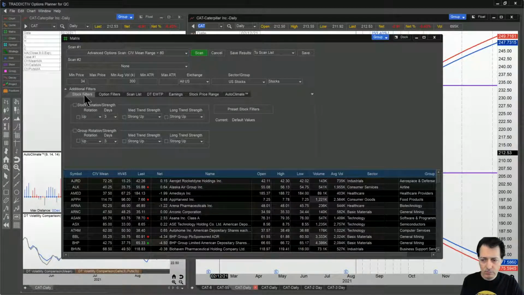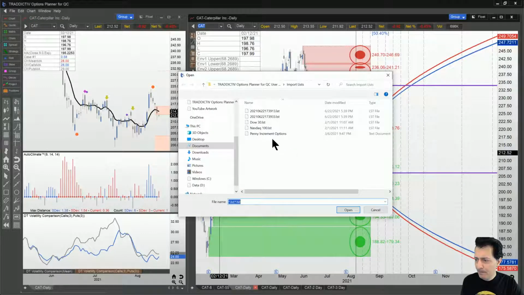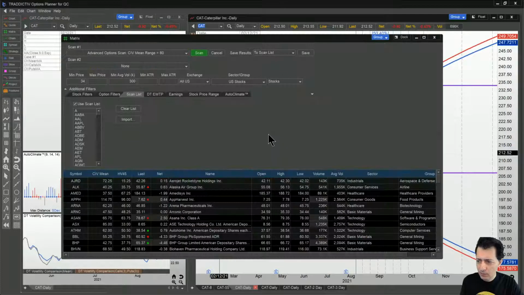Stock filters. We're not going to filter based on stocks because I am looking for non-directional opportunities. So I don't care about stock rotation, strength, nothing. Scan list. I'm going to import my penny increment options list, which you guys know I use for years. Again, you don't need to, okay? But normally with that list, you have an easier time getting filled, even though not always, like Joe just commented on the chat box.